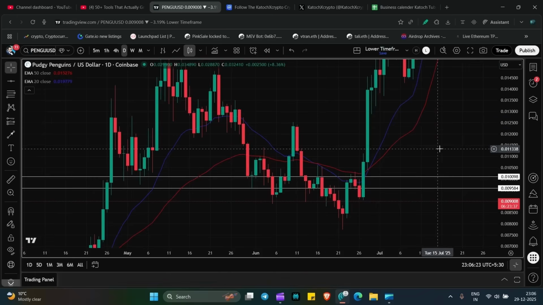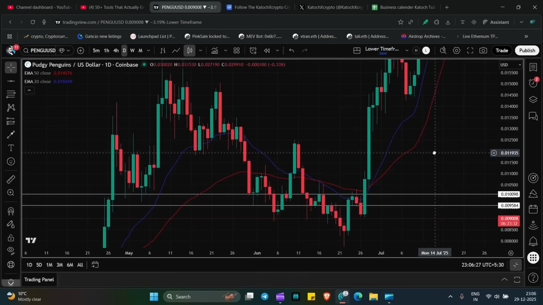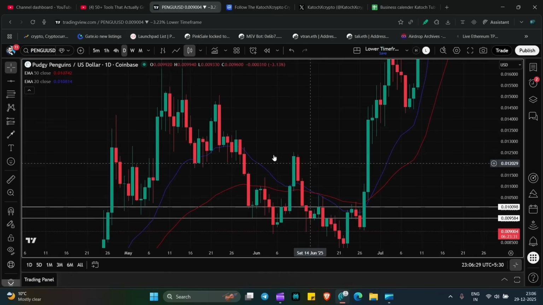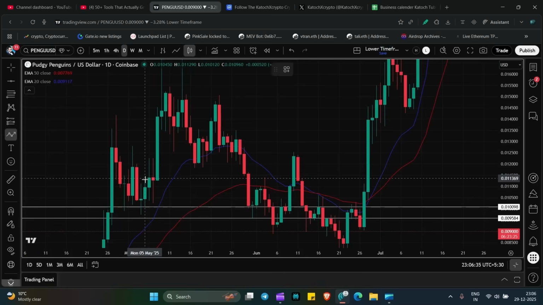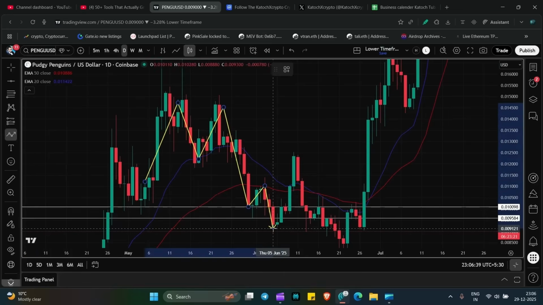So what is the difference between horizontal lines and trend lines? The trend lines go with the trend. Like this one is a downtrend. Like here, let me just draw it up. This one is making lower highs, lower lows, lower highs, lower lows, lower highs, lower lows. Again, broke the trend, then again went back down.